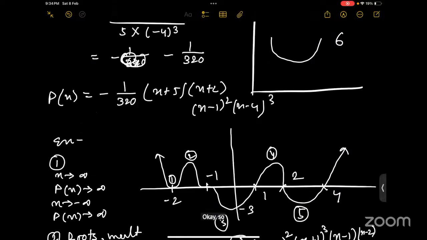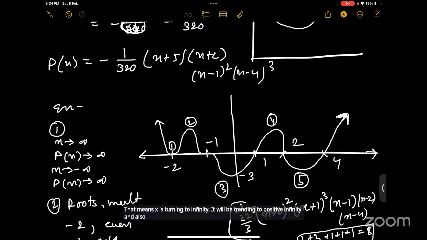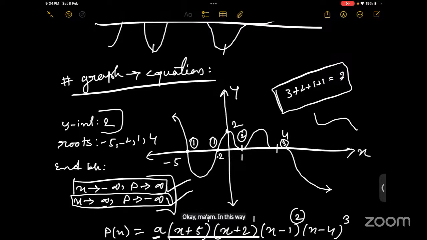So in this graph, you can see when x is tending to infinity, the polynomial is tending towards the upward side. That means when x tends to positive infinity, it will be tending to positive infinity. And also when x is tending to minus infinity, the graph is going to the upward side. That means it will again be positive infinity. So this is the end behavior, right? Similarly, for this graph, we can decide after seeing the graph.